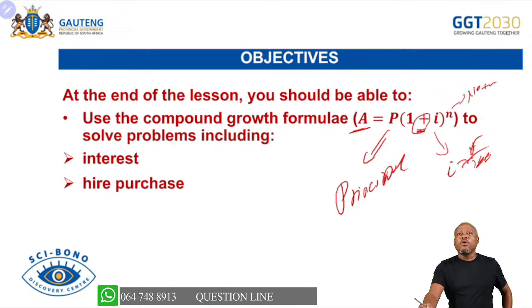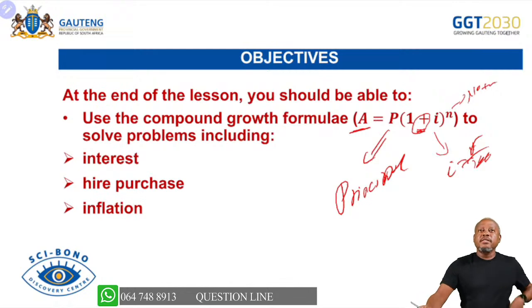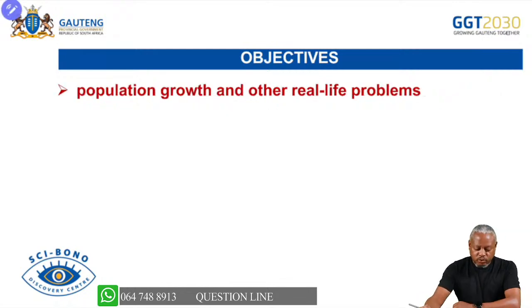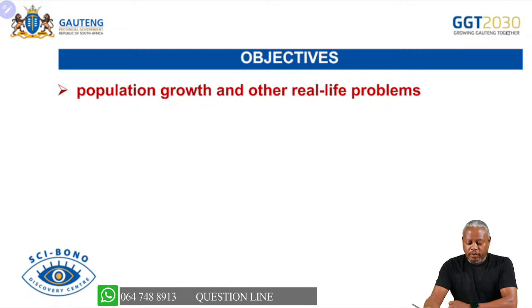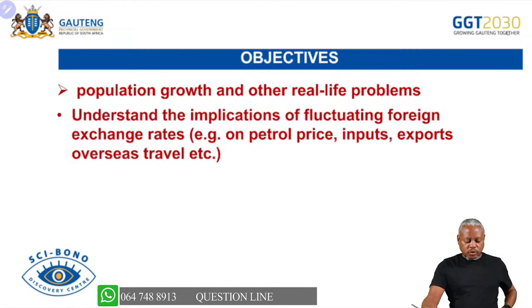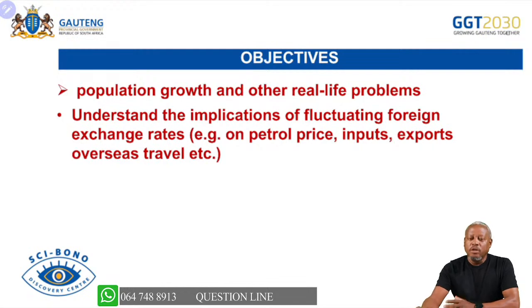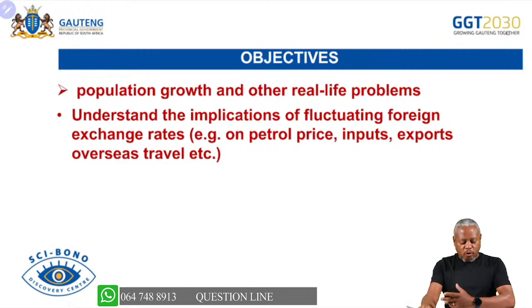And then we spoke about hire purchases, and then inflation. That's what we have discovered, and population growth in real life situations. And then we also spoke about understanding the implication of fluctuation in foreign exchange rates, for example on petrol, imports, exports, and overseas travels.